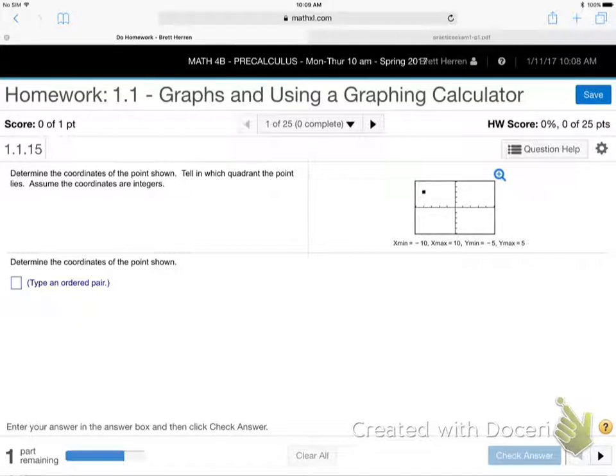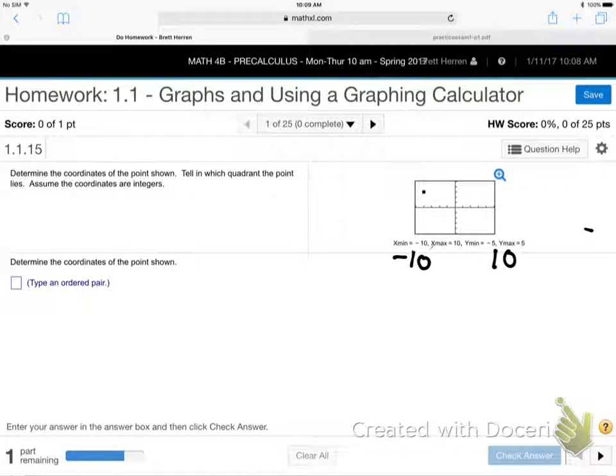All right, so can you guys see that okay? They're basically showing you, hey, there's a little graphing calculator screen. Notice the x-min and the x-max, right? That's the left edge and right edge. They're saying this is negative 10, this is positive 10. The x-min and x-max are the minimum and maximum values of x, and then y-min, y-max, bottom and top. What do they say those are? Negative 5, positive 5.